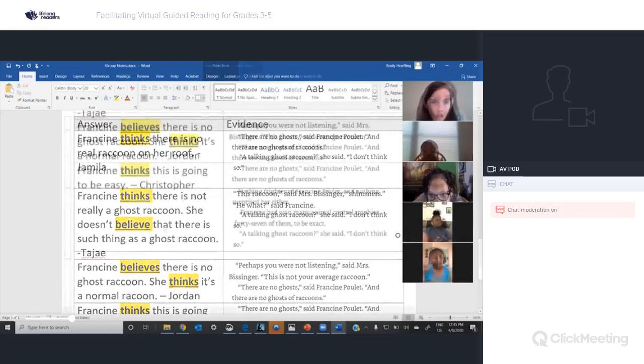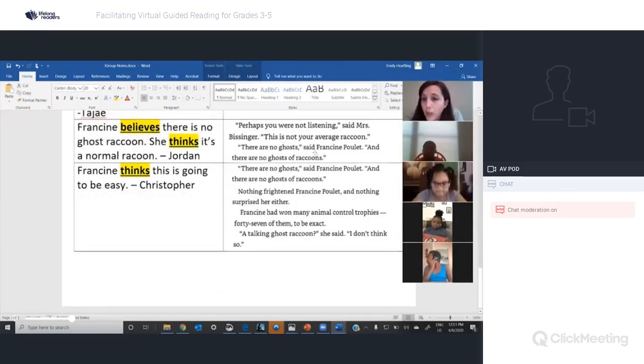All right, so here we go. Here are Jordan's answers. Perhaps you were not listening. This is not your average raccoon. And then another piece is, there are no ghosts, and there are no ghosts of raccoons. Do those two pieces of evidence prove that Francine believes there is no ghost raccoon? She thinks it's a normal raccoon. Thumbs up if both pieces prove it, thumbs to the side if one piece proves it, thumbs down if both pieces don't prove it.